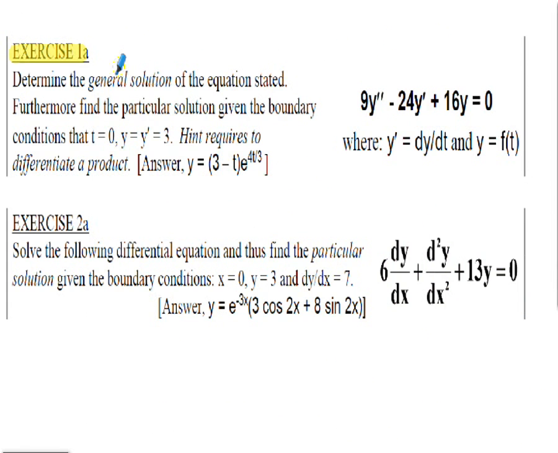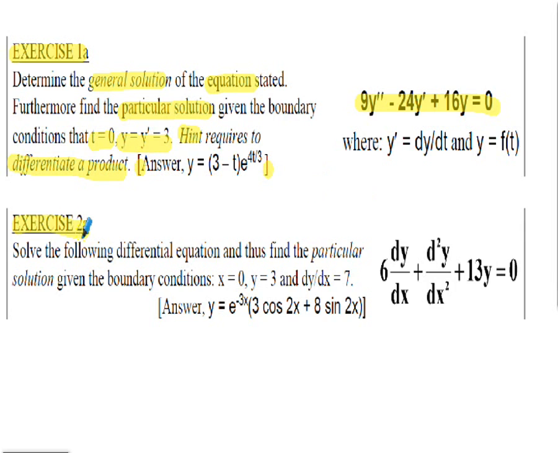Exercise 1a, we're asked to find the general solution of the equation given in the question shown here, and also find the particular solution when we're given the boundary conditions of t is equal to 0, y is equal to 3 and y dash is equal to 3. We're using the functional notation here, so y dash is the first differential and y double dash is the second differential of t in this case. There is a hint in the question that says we need to differentiate a product here, so we need the product rule from the previous slide. The answer here is shown in the square brackets.